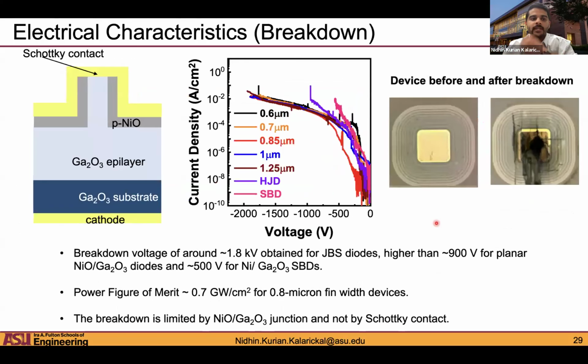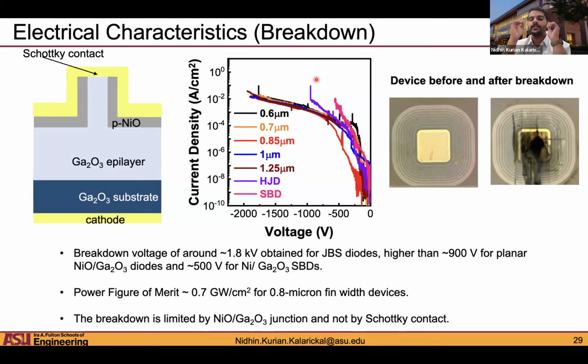So here we're looking specifically at the electrical characteristics in terms of the breakdown voltage. So we broke down these devices. The important thing to note here is, as a baseline, we measured the breakdown voltage for the planar heterojunction diode, which turns out to be around 900 volts. So the heterojunction diodes break down around 900 volts. And the planar Schottky diodes seem to break down around 500 volts. Okay. Whereas the JBS diodes show a much larger breakdown voltage of around 1.8 kilovolts. So all of them show good breakdown performance, almost 2x higher than the planar nickel oxide diodes.